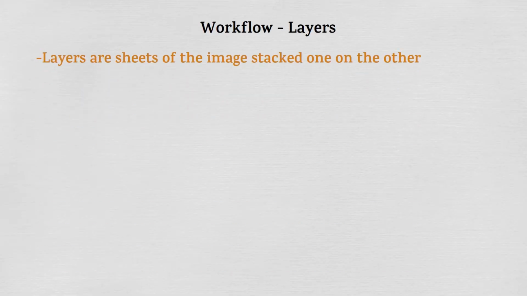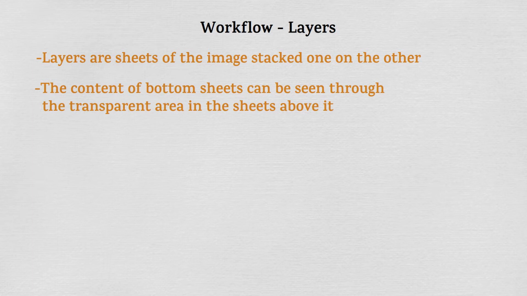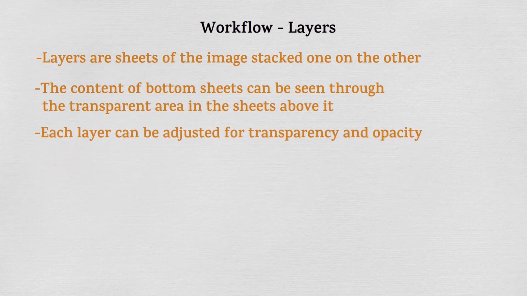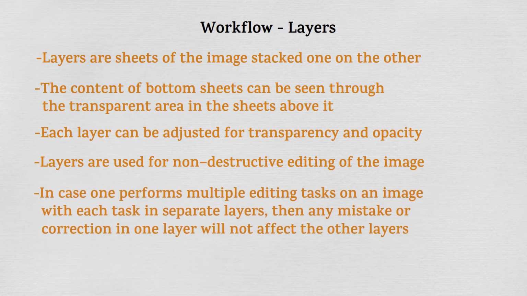Now what is a layer? Layers are sheets of image stacked one on the other. The content of the bottom sheet can be seen through transparent areas in the sheet above it. Each layer can be adjusted for transparency and opacity. Layers are used for non-destructive editing of images. In case one performs multiple editing tasks on an image with each task in a separate layer, then any mistake or correction in one layer will not affect the other layers.